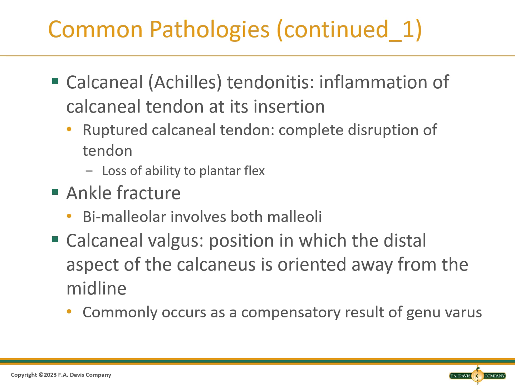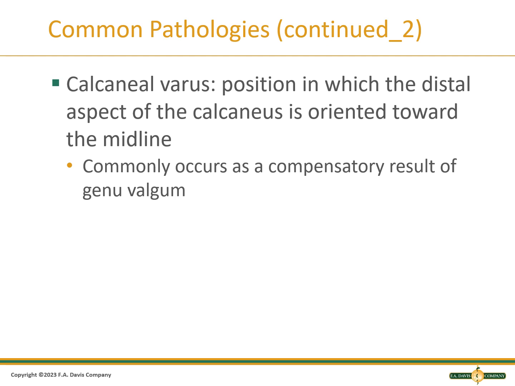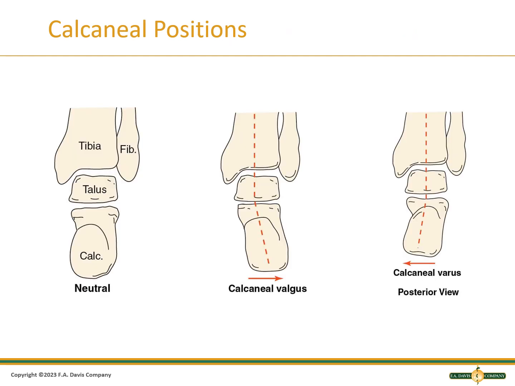If I had a patient with a genu valgus, what would I expect at the calcaneus? The varus. The varus, exactly. Because the body wants to compensate and get you back to normal, right? So again, calcaneal valgus commonly occurs as a compensatory result of genu varus. Calcaneal varus occurs as a compensatory result of genu valgum. That's probably a better picture. I forgot I had that in there, rather than trying to show you on my ankle. But calcaneal valgus, we see the calcaneus pointing away from midline. Calcaneal varus, we see the calcaneus pointing towards midline.